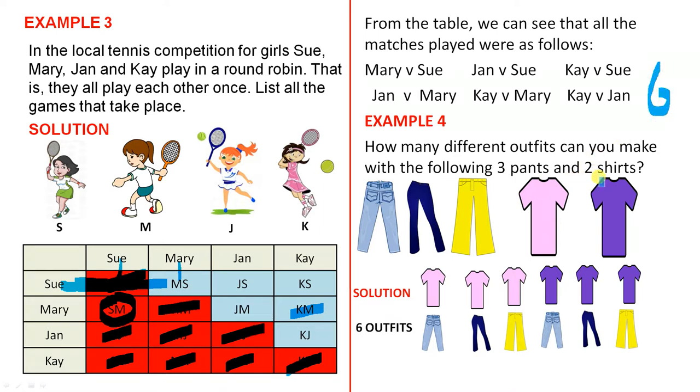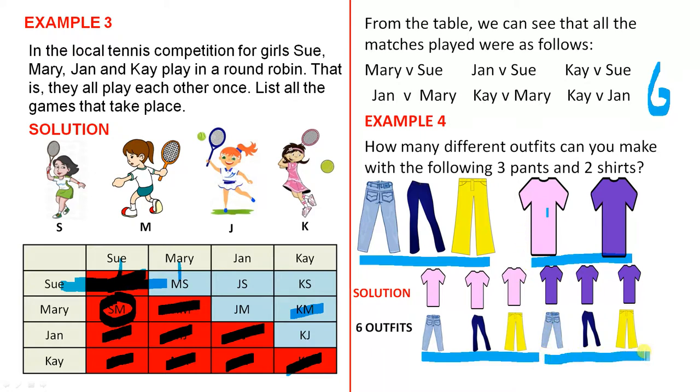How many different outfits can you make with the following 3 pants and 2 shirts? Well, here are the 3 pants. There are the 2 shirts. If you put the 3 pants here, and each of those pants can have that shirt, which is this one. If you put the 3 pants down again, each of those pants can have that shirt. There they are there. So you can see there are 1, 2, 3, 4, 5, 6 different outfits. Okay, so there are all the possibilities.